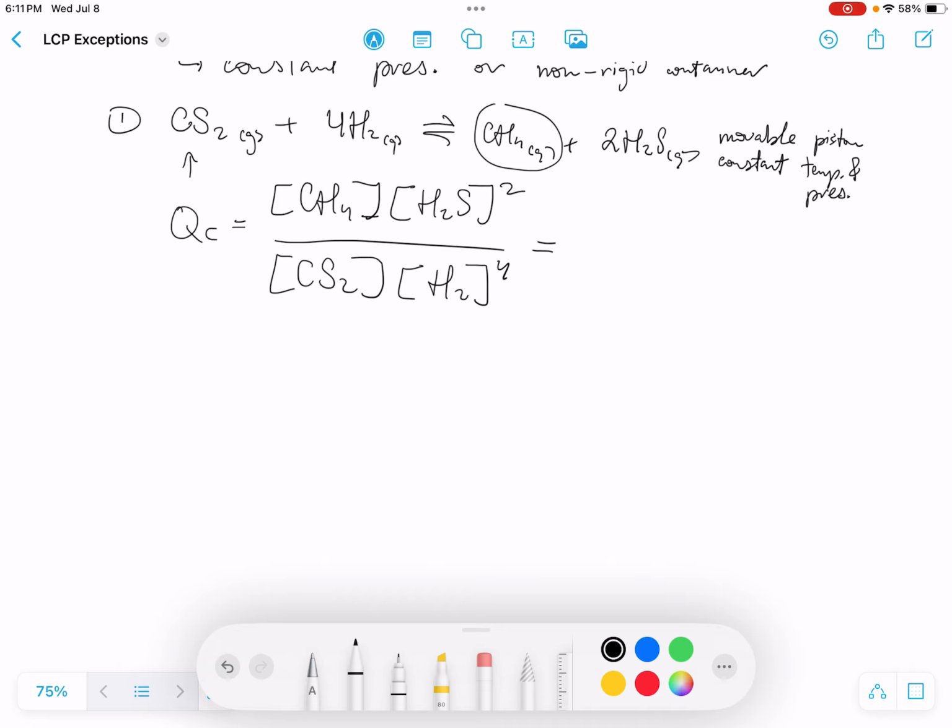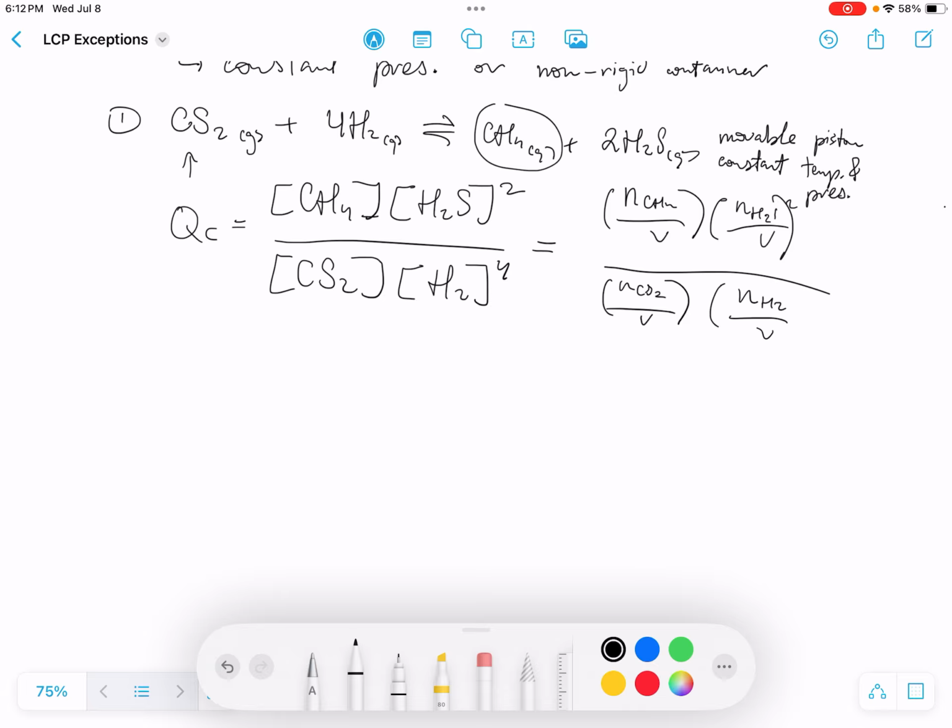But really, if we remember, molarity is just moles over volume. So this expression is equivalent to the moles of methane over the volume times moles of hydrogen sulfide over the volume squared, divided by the moles of CS2 over the volume times the moles of hydrogen over the volume, and that's to the fourth. And okay, we can go even further from here. Let's separate the moles and the volume terms. So this equation is also equivalent to the following.